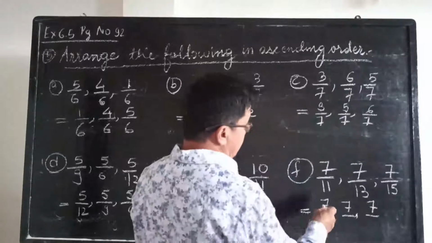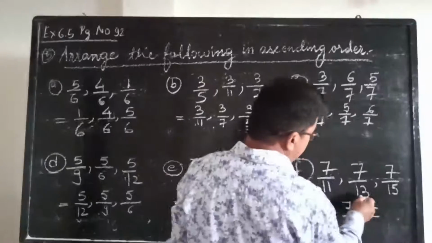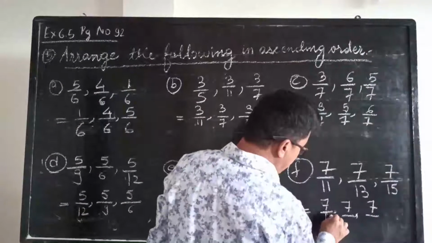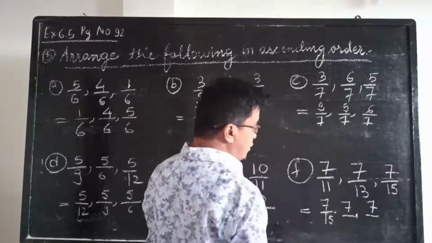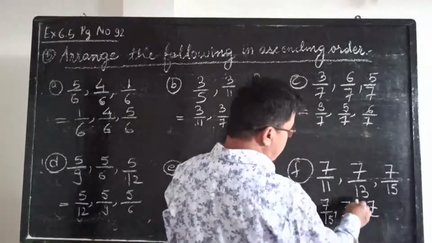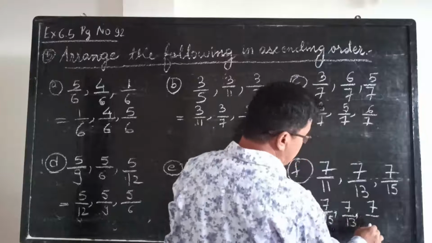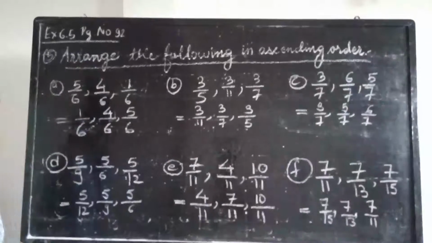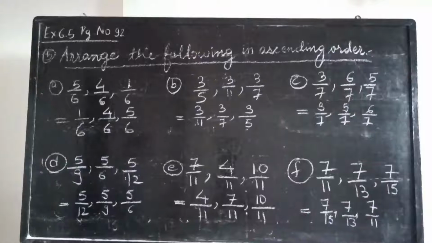Now 11, 13 and 15. Which is the biggest? 15. This gives the smallest fraction, so 7 upon 15 is the smallest fraction. And 11 and 13, which is bigger? 13. So 13 and the last one is 11. This way we write the fractions in ascending order.